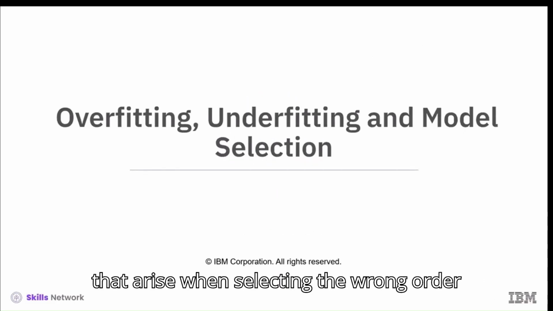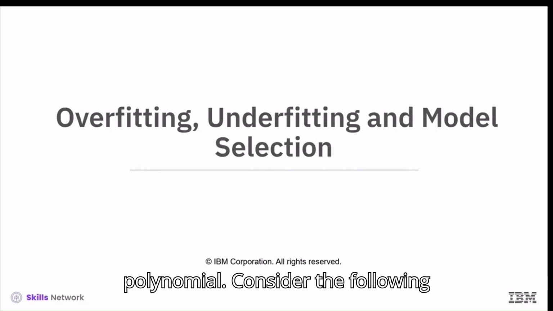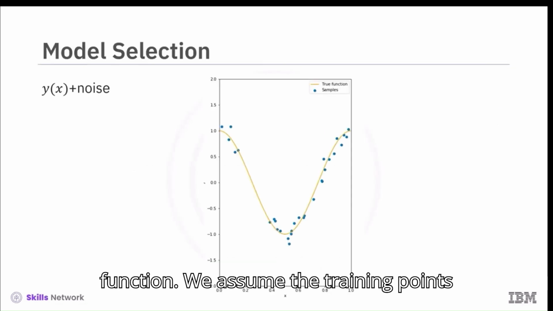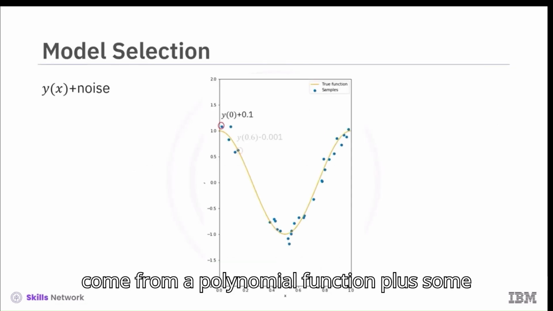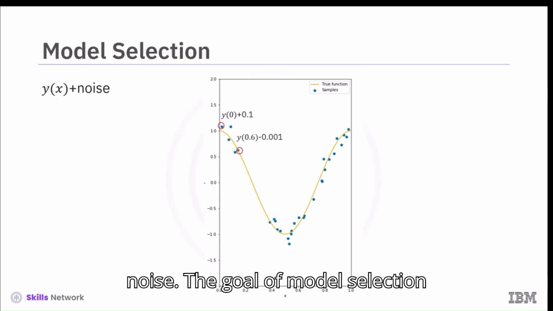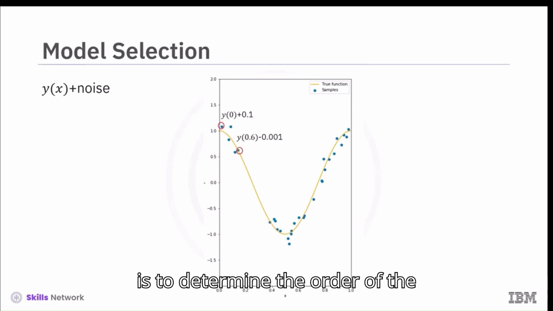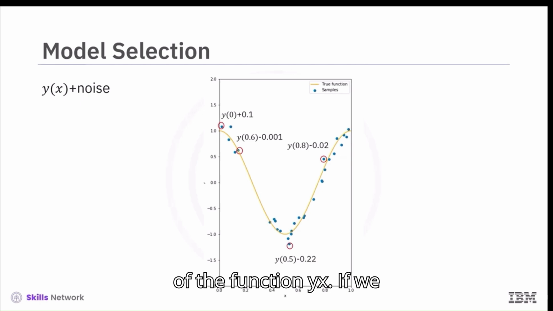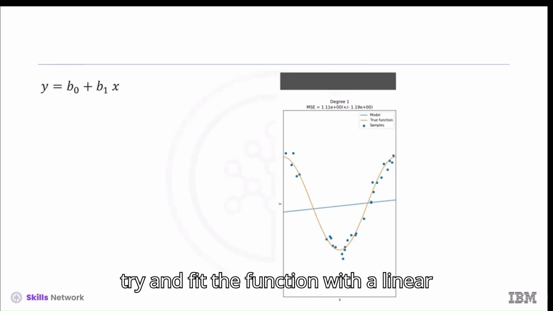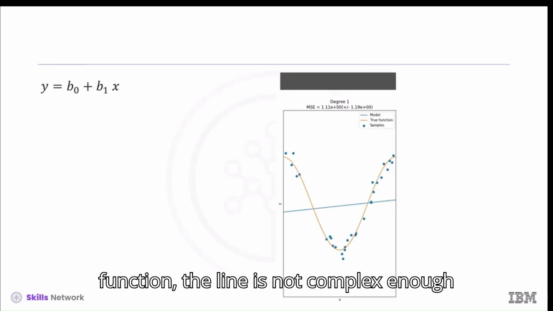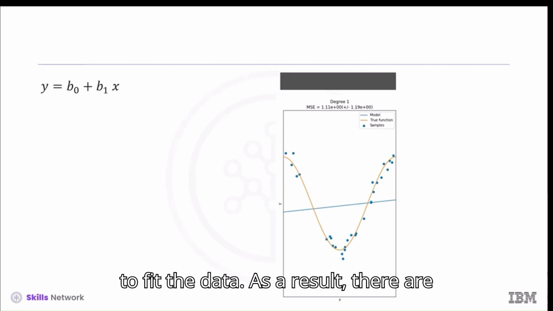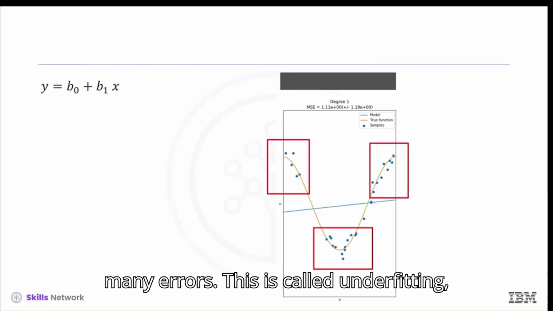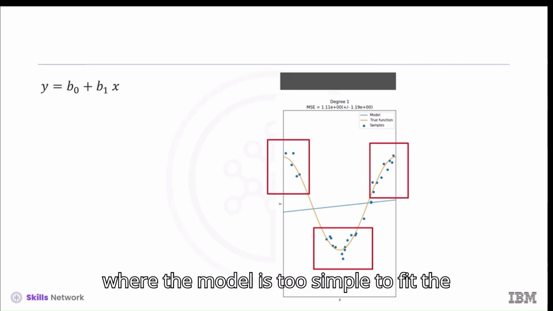That arise when selecting the wrong order polynomial. Consider the following function. We assume the training points come from a polynomial function plus some noise. The goal of model selection is to determine the order of the polynomial to provide the best estimate of the function y(x). If we try and fit the function with a linear function, the line is not complex enough to fit the data. As a result, there are many errors. This is called underfitting, where the model is too simple to fit the data.